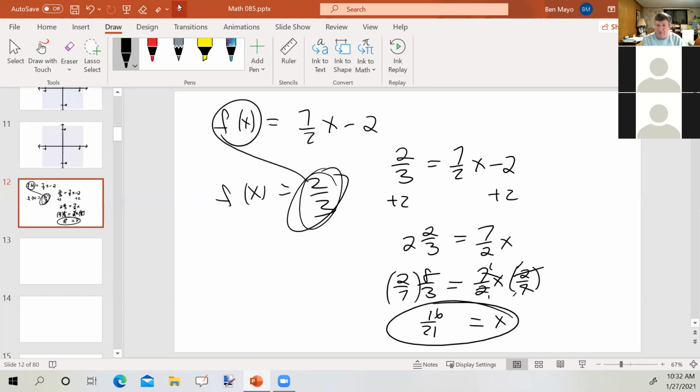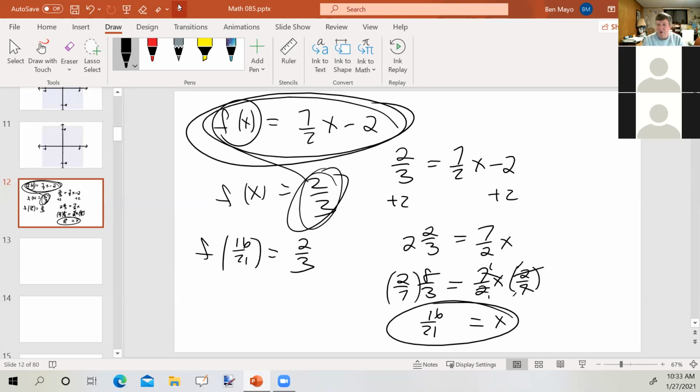So there's the value of x that makes y 2/3, or f of x equals 2/3. So basically, f of 16 over 21 equals 2/3 for this function. You okay with that? Yeah, I see what I did wrong. All righty. Any other questions before we go on?